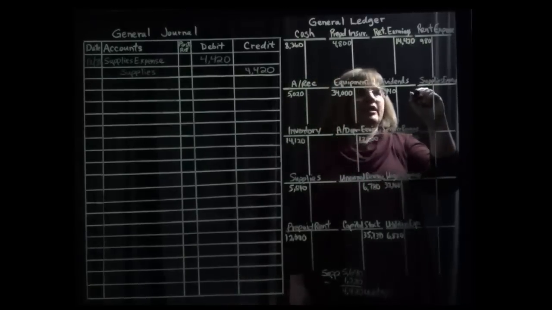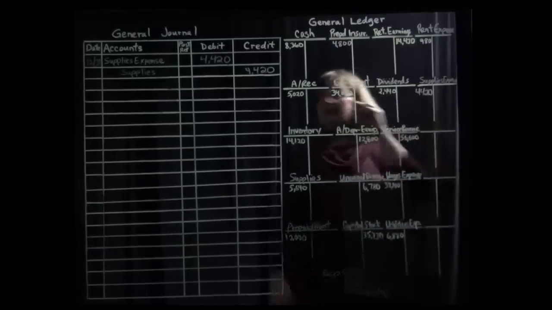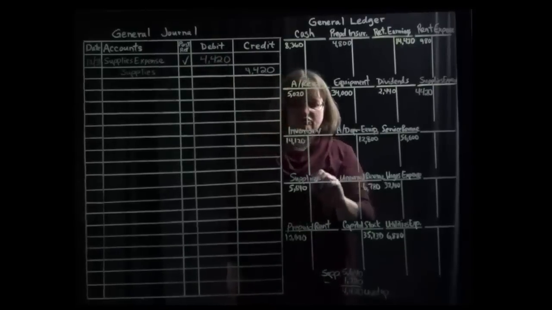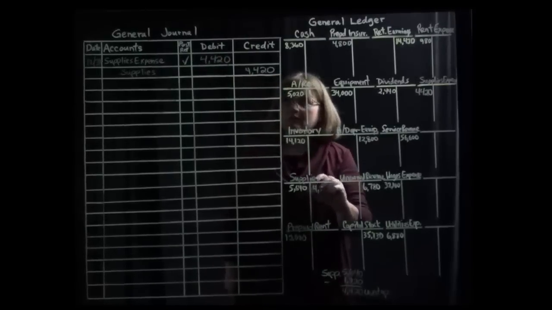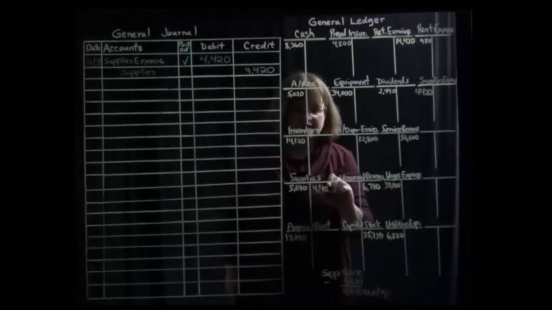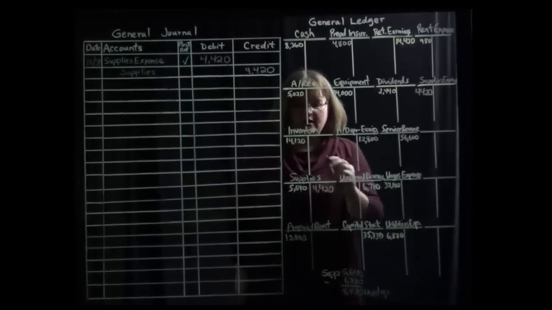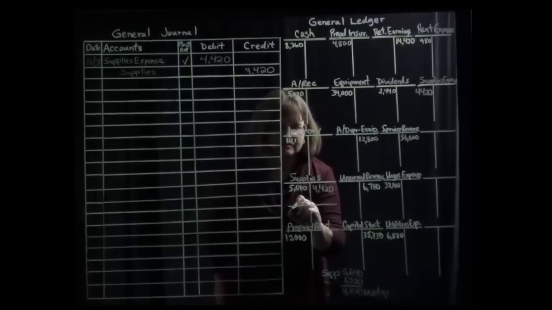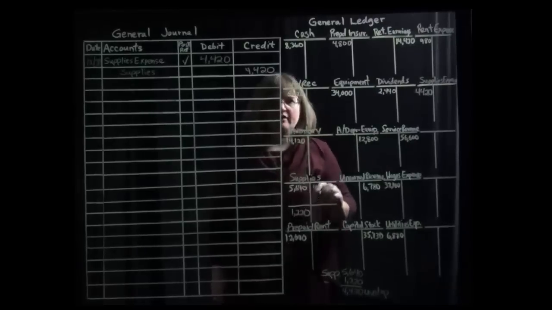So now we're going to debit that supplies expense for the $4,420, posting from here, and then we're going to post this credit to supplies of $4,420. That will then have the effect of showing the correct ending balance in our supplies account, which is that $1,220.